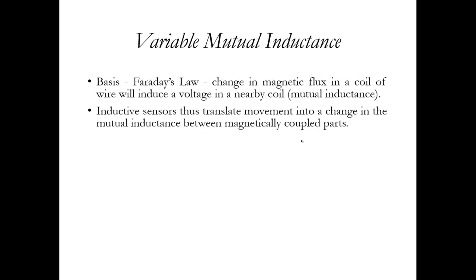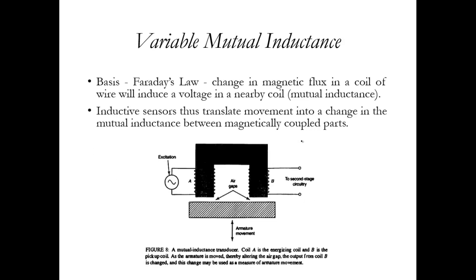In the variable mutual inductance, we have a similar principle, but here we use the concept of mutual inductance, in which, according to Faraday's law, a change in magnetic flux in a coil of wire will induce a voltage in the nearby coil. So this is the secondary circuit, and this is the primary one, where we have excitation. It creates a magnetic field, and because of the changing magnetic field, we have induction in the secondary coil. The magnetic field will induce a current in this coil, which we can measure. But again, this would depend on the core that is kept in between, which increases the flux.